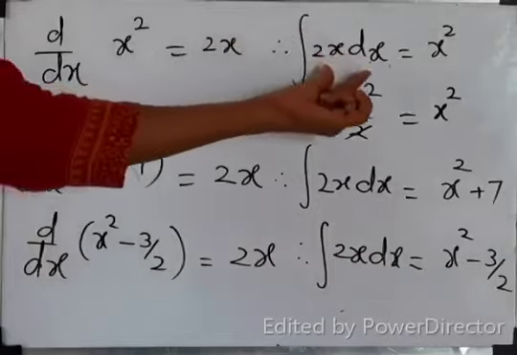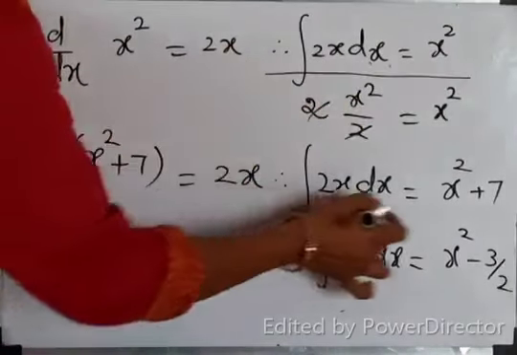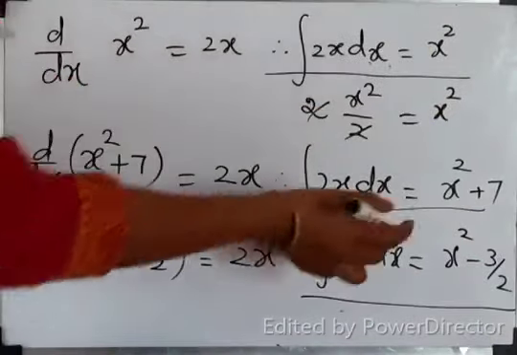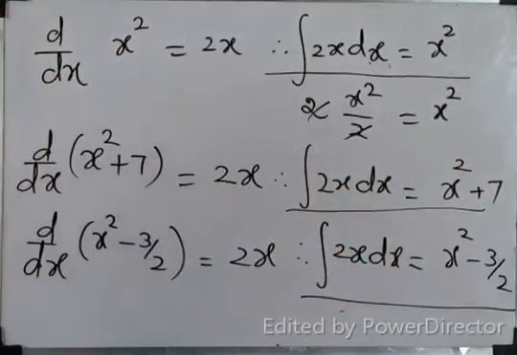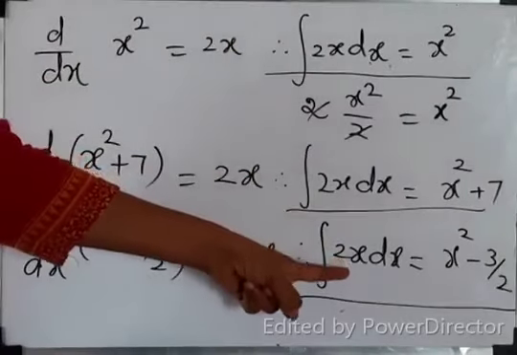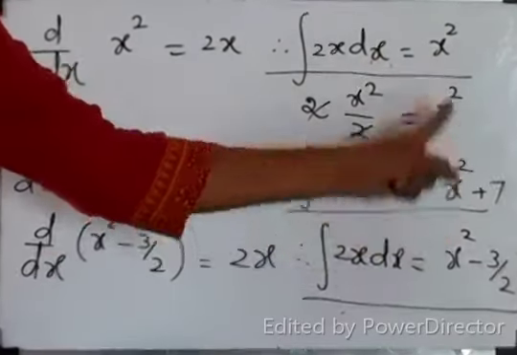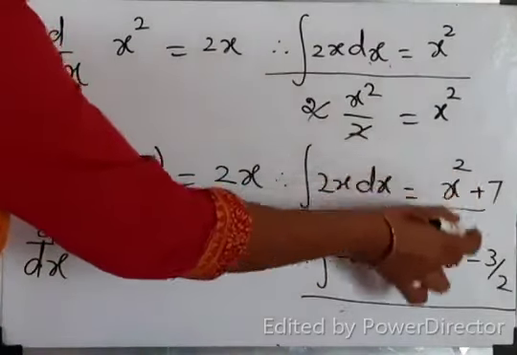Now, for the first question, the same question for integration, I am getting 3 different answers. One is x squared, another is x squared plus 7, another is x squared minus 3 by 2. Actually, for the same integration question I am getting 3 different answers, isn't it? That's wrong, isn't it? That is why we are writing plus C. Only the variation is in the constant alone.